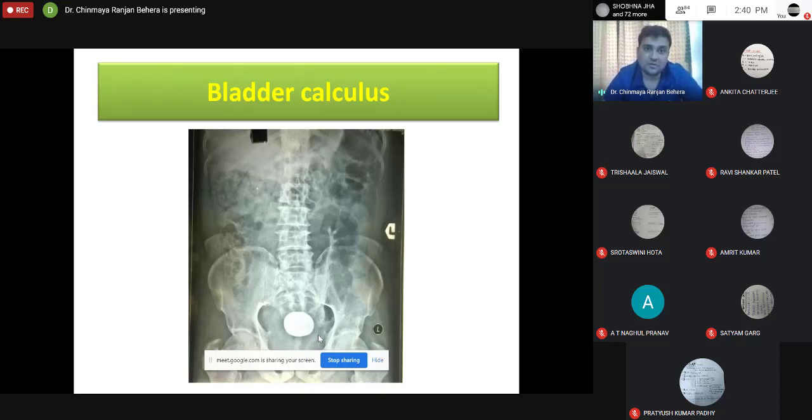But most commonly you will first give a diagnosis: there is a density seen in the bladder region, so my diagnosis is a bladder calculus. If somebody asks you any other diagnosis, then you can say either it is a fecalith because it is in the rectosigmoid region, or it can be a calcified lymph node.